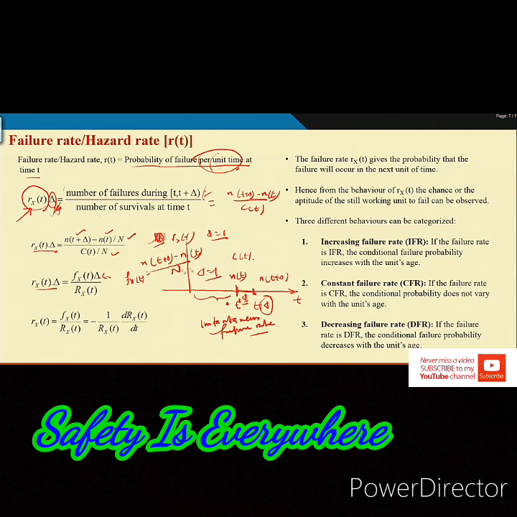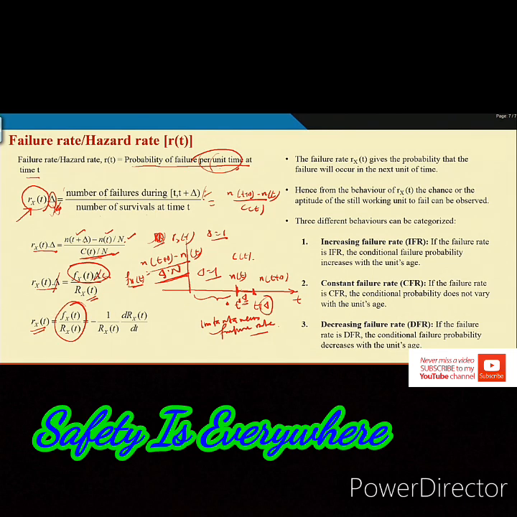So, if it is delta time, then delta will be multiplied here. So, that is what n(t+delta) minus n(t) by N will be, f(t) into delta. That is what is written here. And this one is R(t), the reliability part we have discussed earlier. Now, this delta and delta will be cancelled out. So, what is the hazard rate? It is f(t) by R(t).